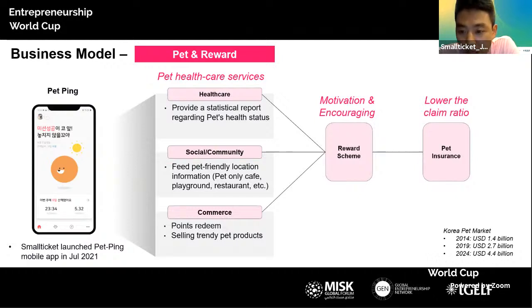The reason why we are focusing on this pet mobile app is that the Korean pet market is growing so fast. In 2014, the market size was 1.4 billion US dollars. In 2019, it increased to 2.7 billion, and we estimate that in 2024 it will be 4.4 billion US dollars.